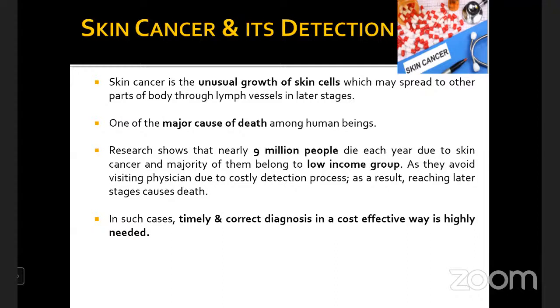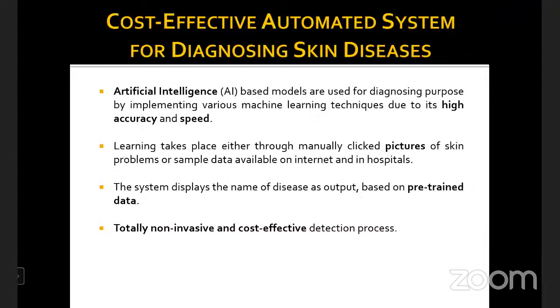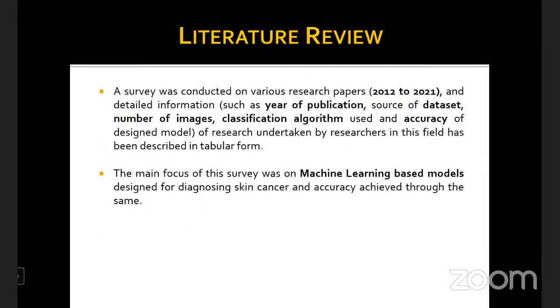Such systems are generated through artificial intelligence. Artificial intelligence-based models are used for diagnosis by implementing various machine learning techniques due to their high accuracy and speed. Learning takes place either through manually clicked pictures of skin, sample data available on the internet, or other dermatology clinics. The system displays the name of the disease as output based on pre-trained data. This system is totally non-invasive and cost-effective in nature.